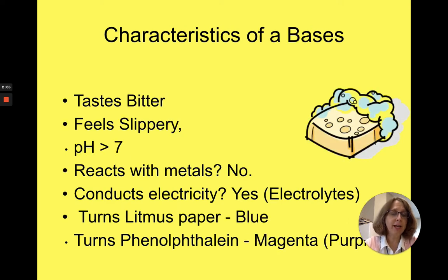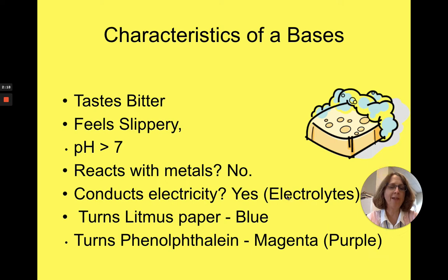Now, what about a base? And again, a good characteristic base is soap. Soap, if you've ever had your mouth washed out with soap, tastes bitter. Basic things tend to make food taste bitter. They are slippery because they are literally dissolving part of your skin as you feel them. A strong base will literally take off your skin. A weaker base, like soap, might just wash off the dirt, but they feel slippery. Their pH is greater than 7.